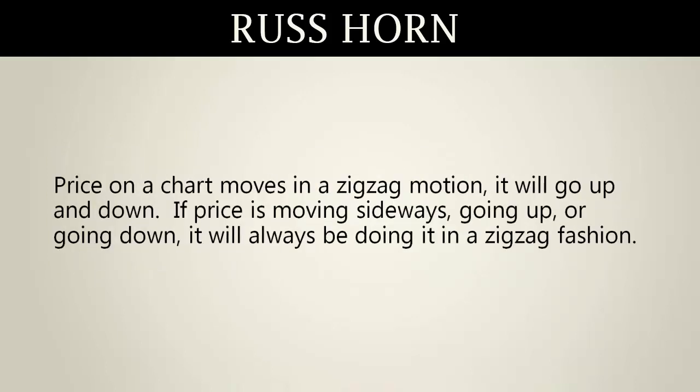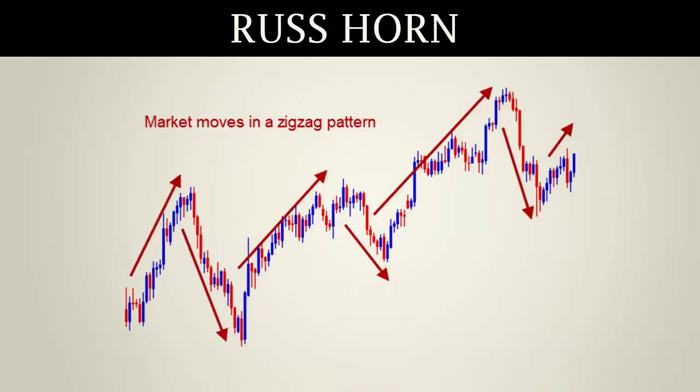Price on a chart moves in a zigzag motion. It'll go up and down. If price is moving sideways, going up, going down, it'll always be doing it in a zigzag fashion. This is an example of how a market is moving upwards. It's doing it in a zigzag fashion.